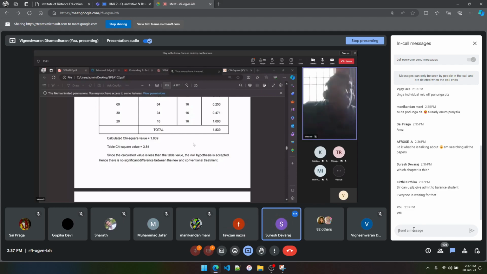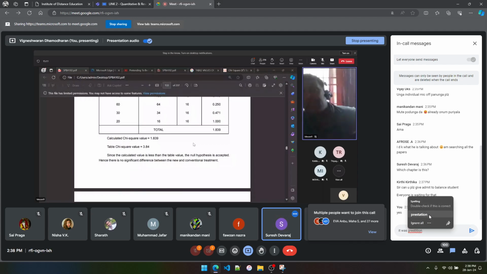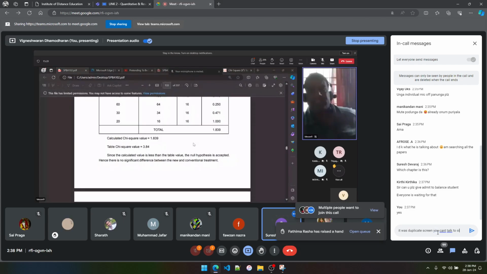Sometimes they will ask you to refer to the table value at 1% level of significance. At that time, you have to go and refer to the table at 1% level of significance, I mean 0.01. Sometimes, if nothing is given in the question, then you can refer to the table value of 5%. That is constant.